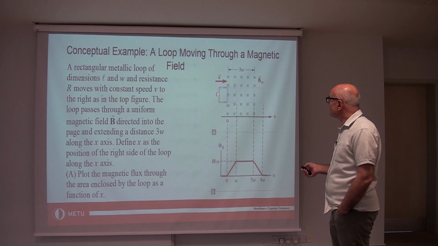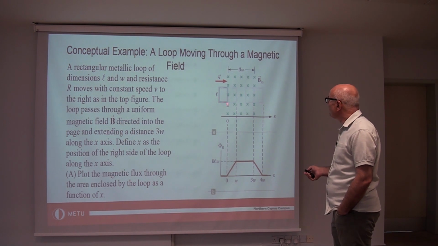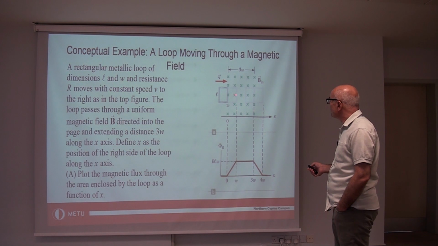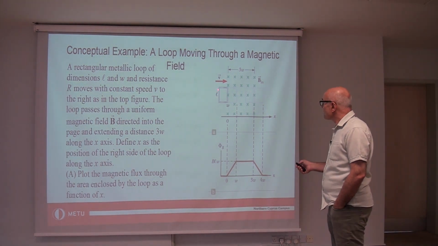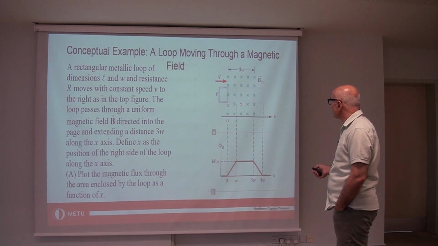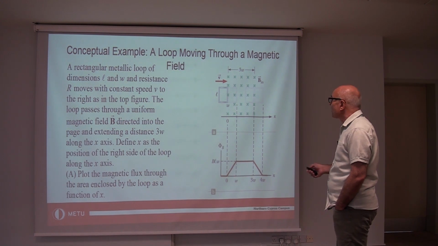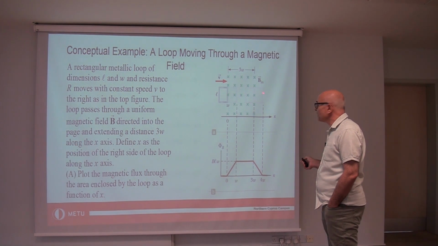uniform magnetic field, and we have here a rectangular loop of length L and width W. Its width is W, and then this is pushed with constant speed into this region. So it enters this region. This region has a width of 3W, and then it exits that region, moving all the way with this constant velocity v to the right.